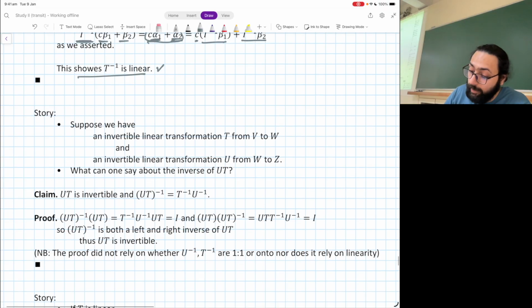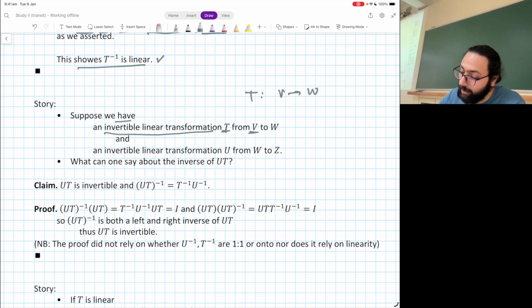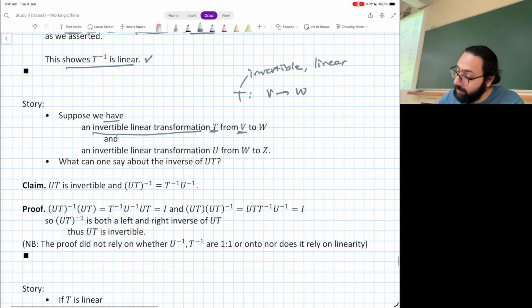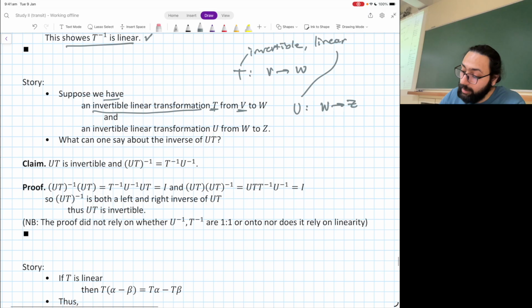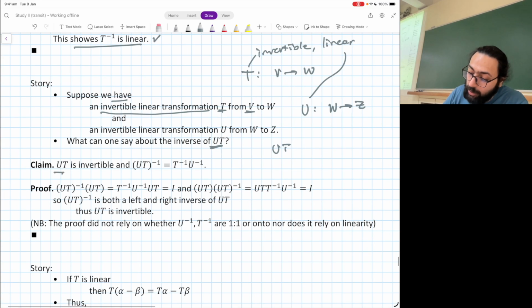So moving on, suppose that we have an invertible linear transformation T from V to W. So this is invertible and linear. And we have an invertible transformation again from W to Z. This is also invertible. So the question is, what can one say about the composition UT? And the claim is very simple. The claim says that UT is also invertible, and in fact, this is the inverse.